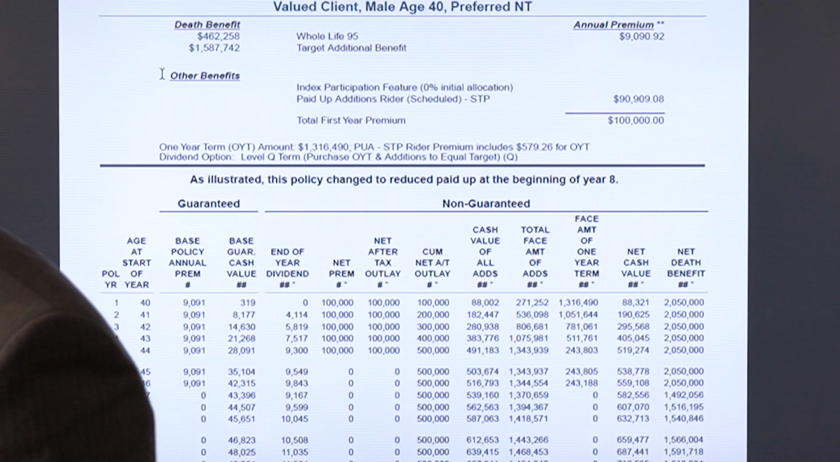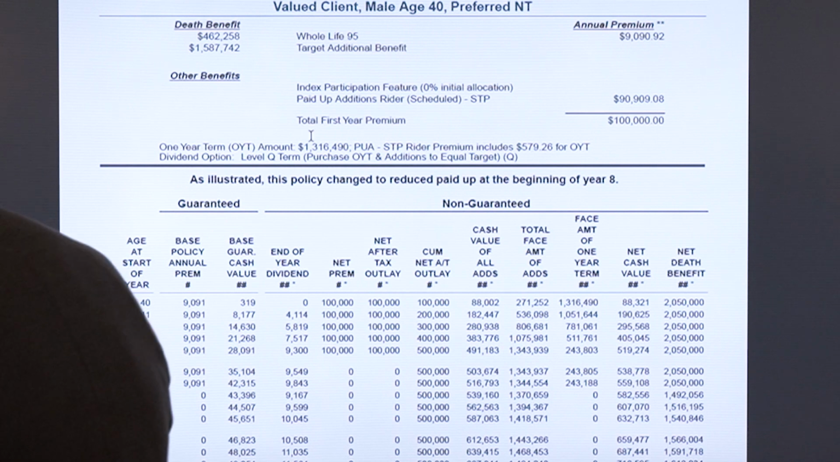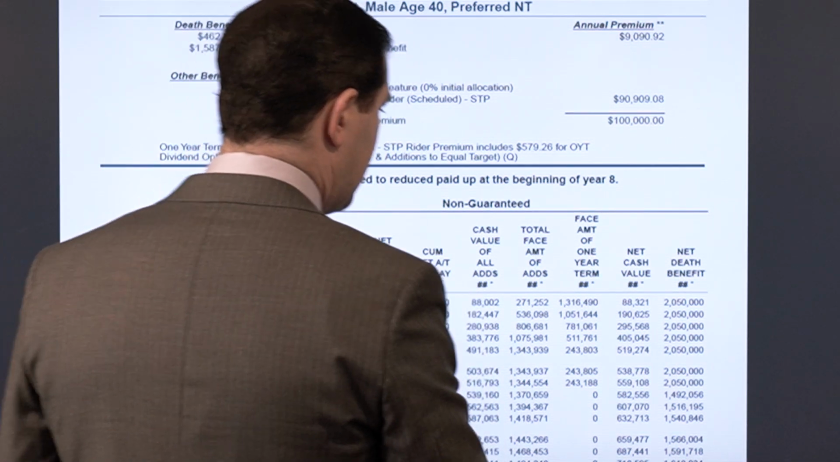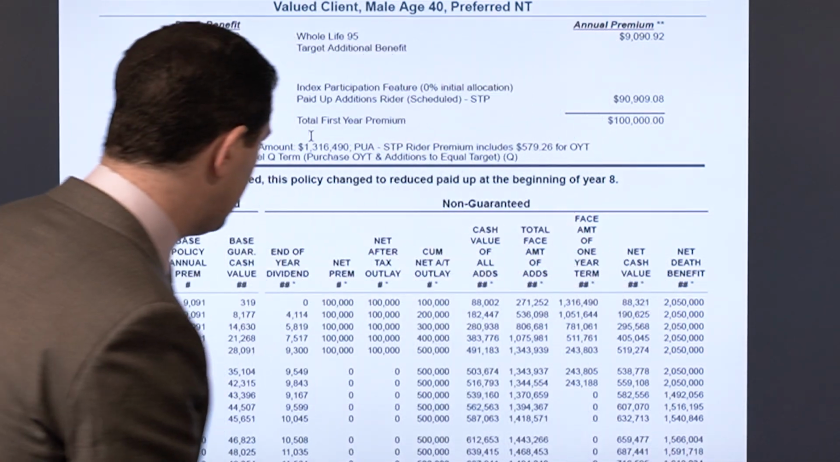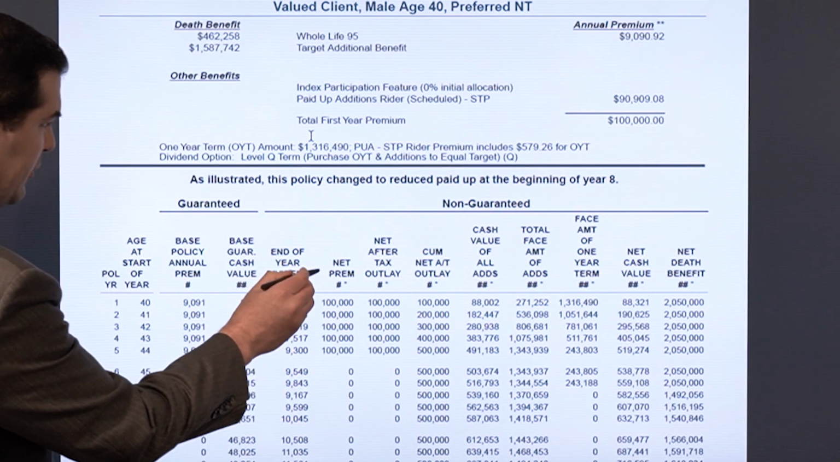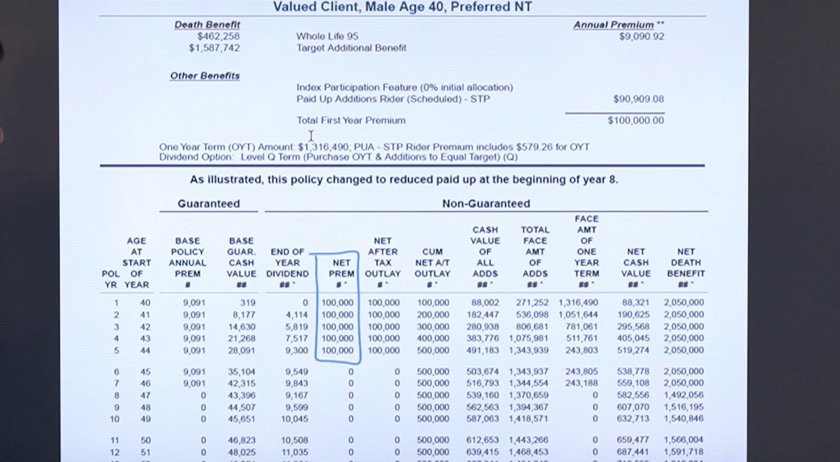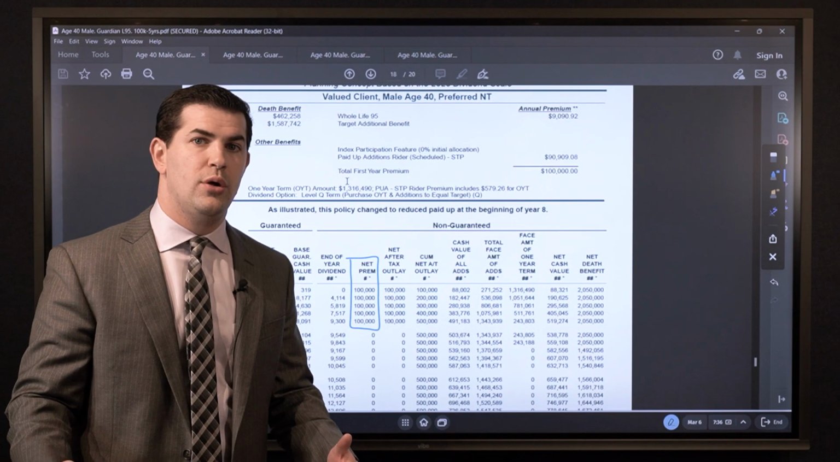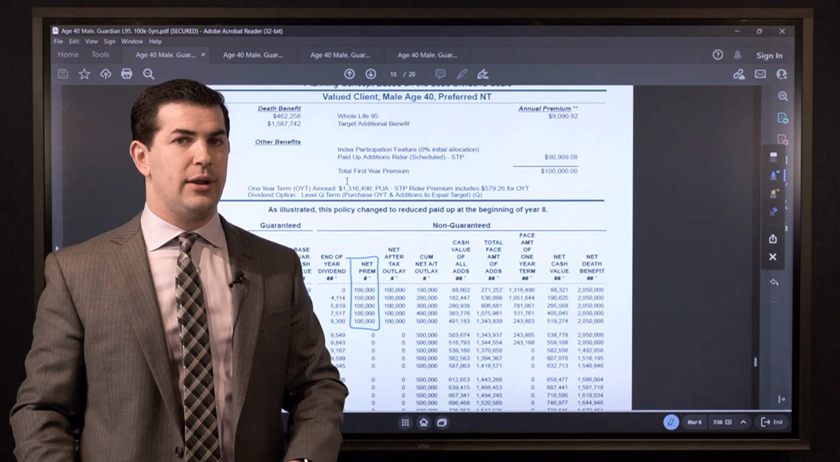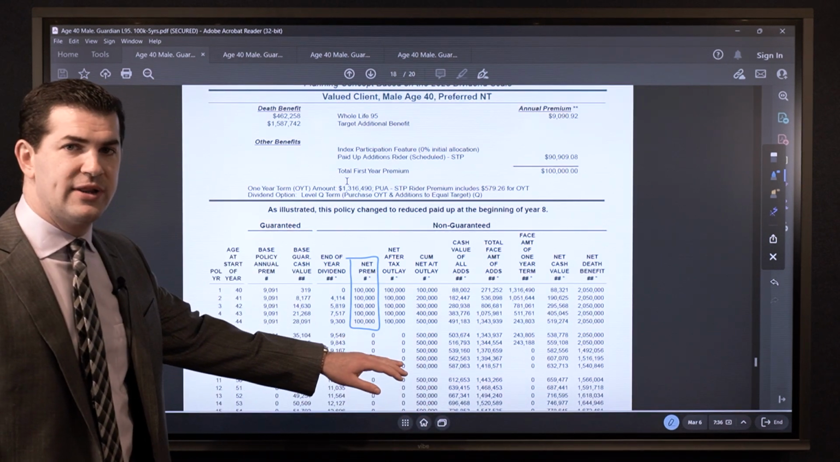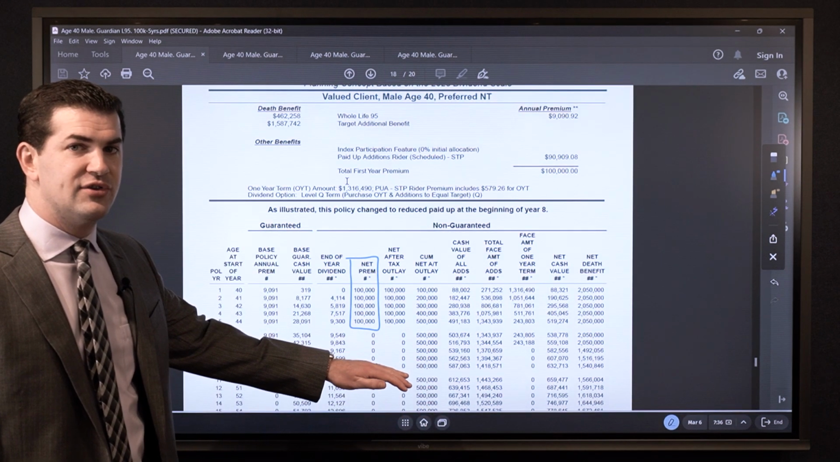There we go. Beginning with the 5-year funding scenario. As we look at this on the illustration, what do we see? 100K per year for 5 years. My question is this: if I'm you, where is my money going? You're illustrating $100,000 per year going into the policy.